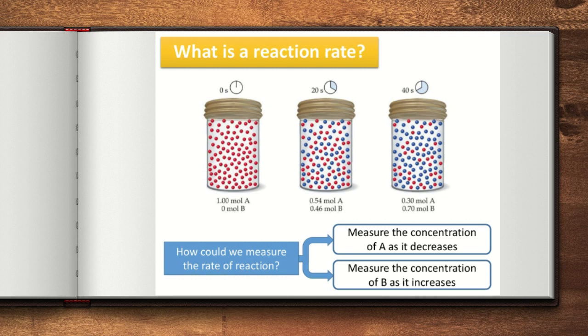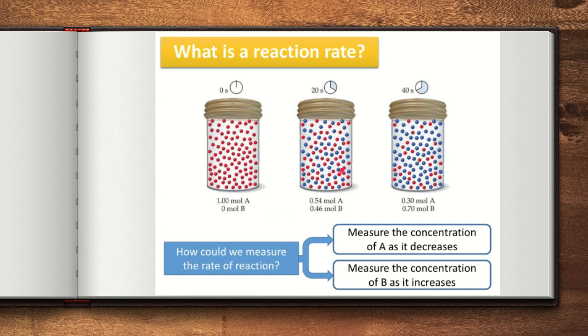Basically, we can measure how fast the reactants are used up, or we can measure how fast the products are made. Have a look here. This would be the 0 seconds. This would be the start of the reaction. You've got a ton of reactants and no products. So if the reactants are red, the products are blue. So we've got here 1 mole of A. We've got no products at all. This would be A makes B.